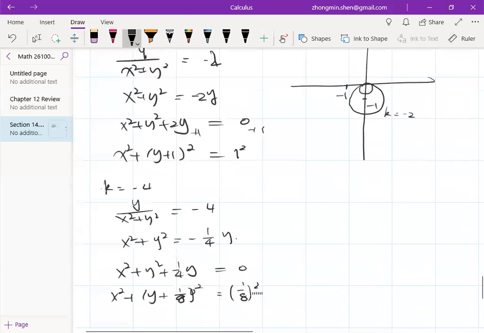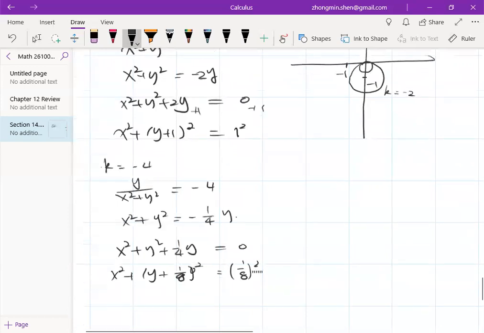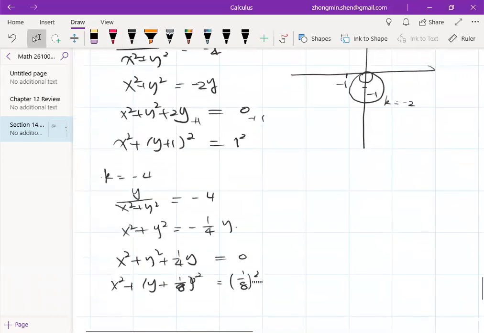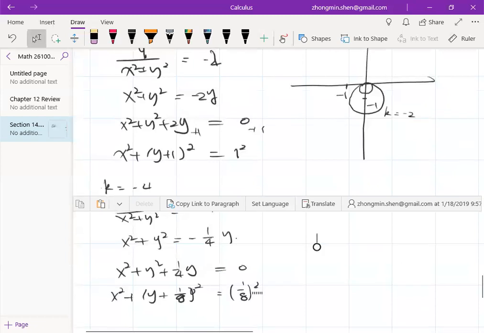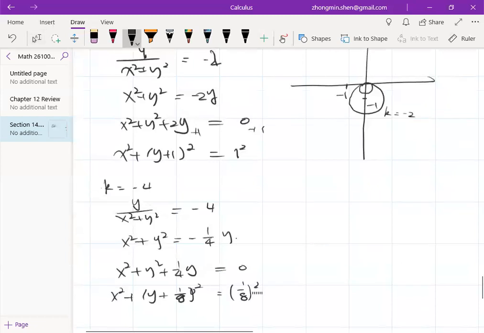When k increases from a negative number, you get this. That is when k equals -4. But when k decreases, you get a larger circle. And eventually, when k approaches 0, you get the x-axis.